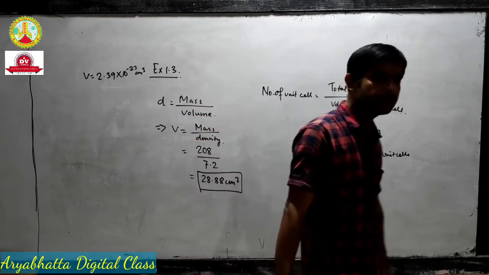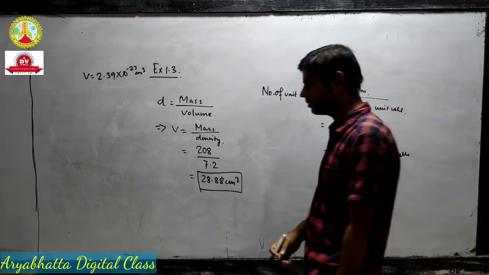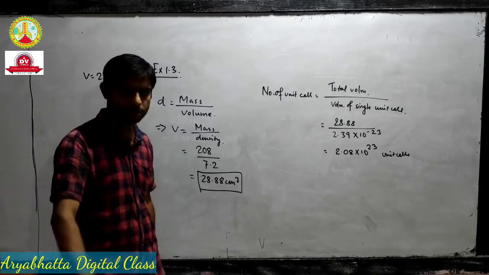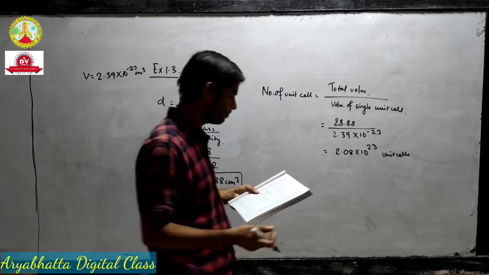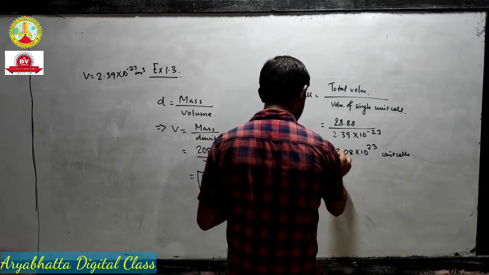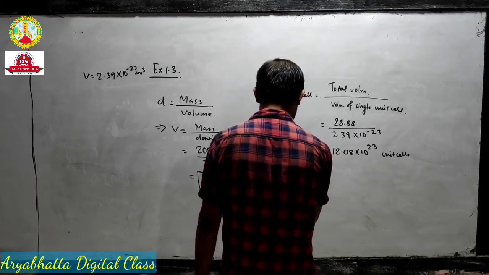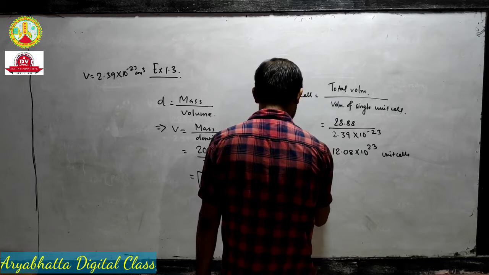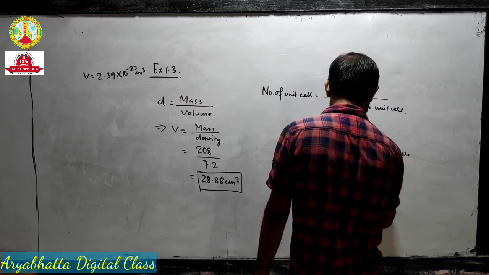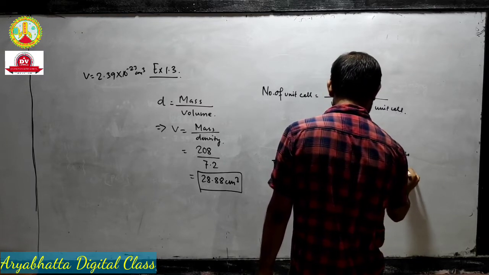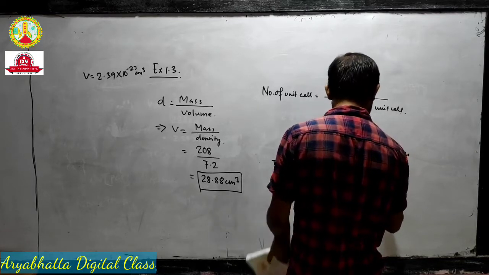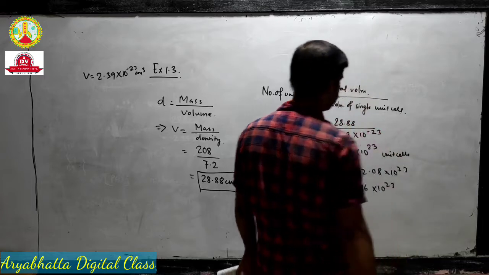Now the structure was BCC. Okay, it was a BCC structure, and in BCC structure each unit cell contains what? 2 atoms. So number of atoms will be 2 into, oh sorry, it is 12.08. So total number of atoms will be 2 into 12.08 into 10 to the power 23. That means 24.16 into 10 power 23.